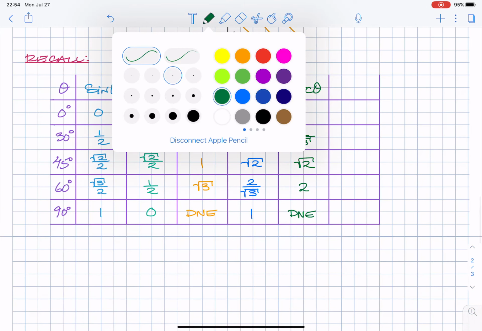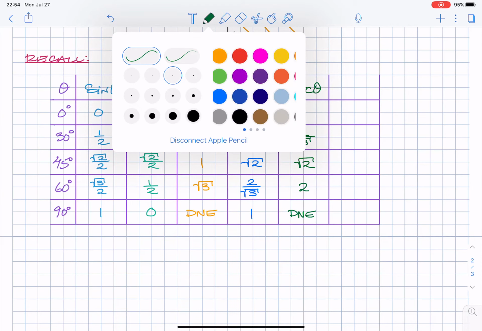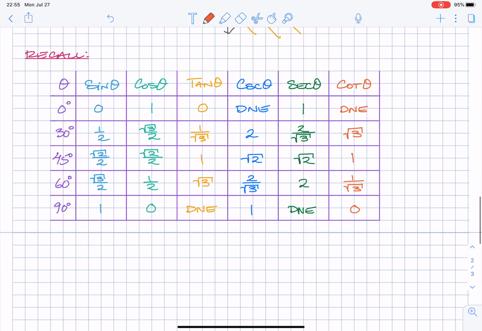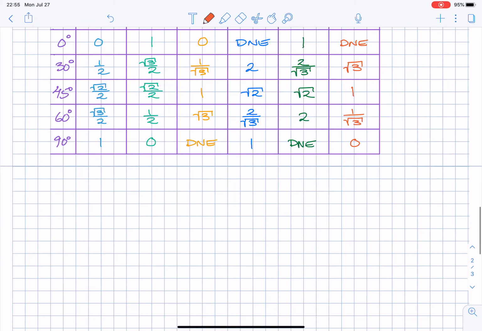And last but not least, let's go ahead and do cotangent. The reciprocal to tangent, 1 over 0, does not exist. Then we'll have root 3. If I flip that upside down, 1. Then I'll have 1 over root 3. Then it looks like I'll have 0. So it looks like cotangent just went backwards from what tangent did.